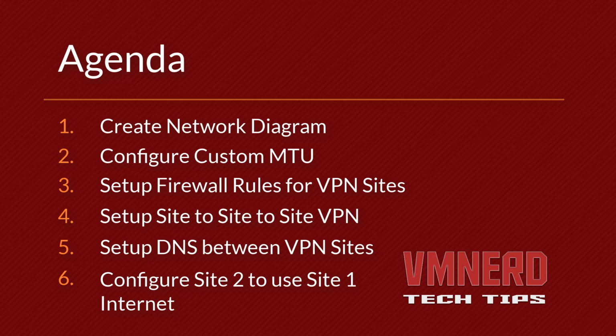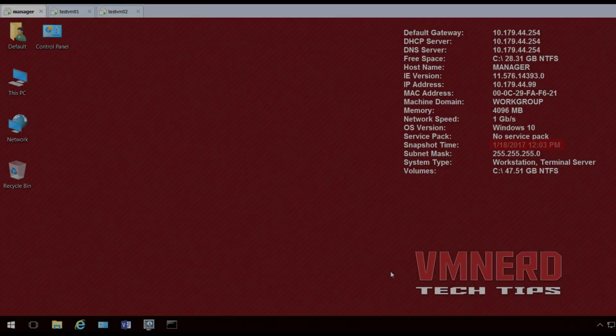Configure MTU clamping to control how larger packets are handled when traveling through the VPN tunnels. Set up firewall rules to allow VPN connectivity between the three site locations. Establish the site-to-site VPN tunnels between the three site locations. Configure name resolution so guests between the site locations can resolve each other. And finally, configure Site 2 machines to use Site 1's internet connection. And with that, let's get started.